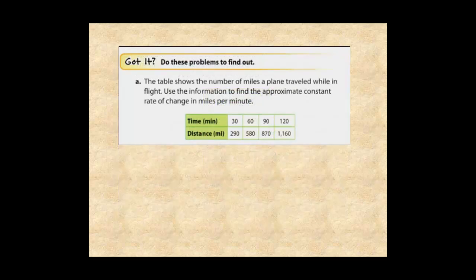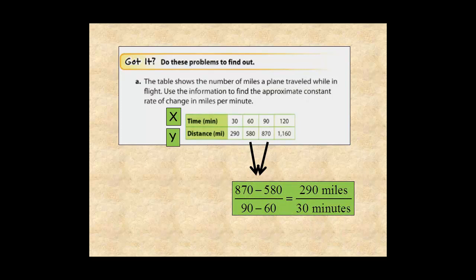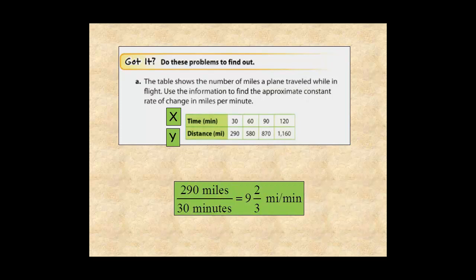If you think you've got it, pause the video and try this problem. For got it A, 580 minus 290 over 60 minus 30. 870 minus 580 over 90 minus 60. And 1160 minus 870 over 120 minus 90. The rate of change is a constant 290 over 30, or 9 2/3 miles per minute. You must make all three calculations in order to verify a constant rate of change.